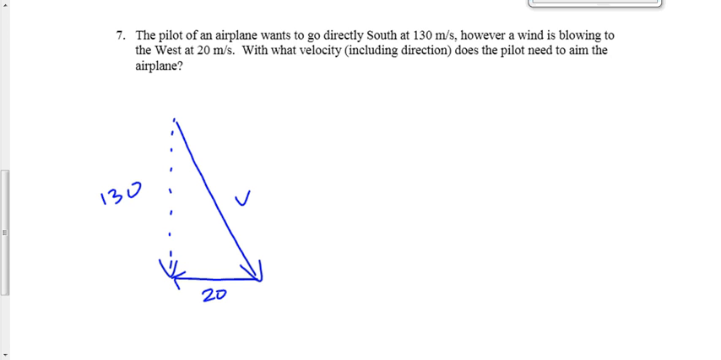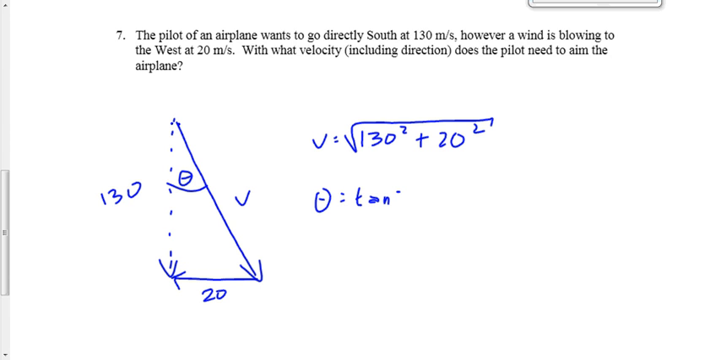It's not the dotted line. It's not the result. We're looking for the angle here as well, and the angle is always measured from the very start of the diagram, right? Start, back to back. All right, let's find the value of V. 130 squared plus 20 squared. Let's square root that. Let's find the value of theta, the inverse tan function of opposite over adjacent. Do the math here. V works out to be 1.3 times 10 to the 2. 2 significant digits, right?